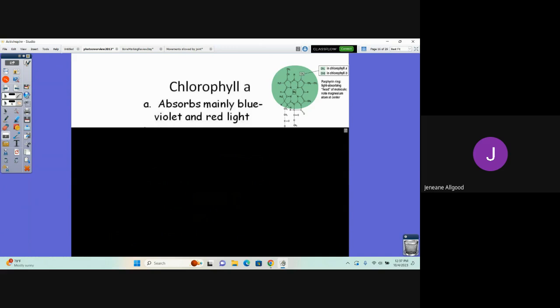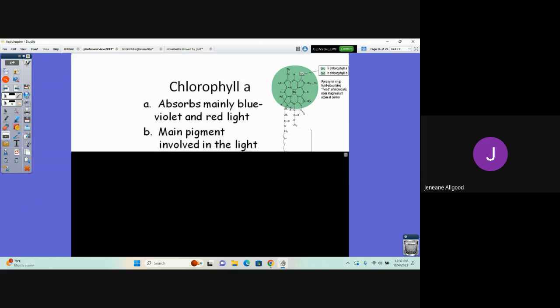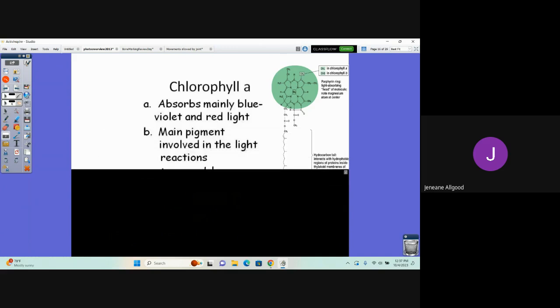Notice the only difference structurally between chlorophyll A and chlorophyll B is that chlorophyll A has a CH3 group, or a methyl group, there. Chlorophyll B has a CHO, which is probably a carbonyl group, in that same location. But that's really the only structural difference between the two. So chlorophyll A absorbs mainly blue, violet, and red light the best. It is the main pigment involved in the light reactions.